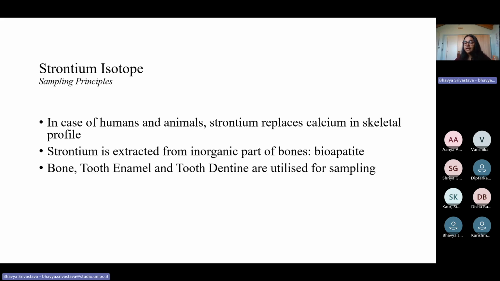So, in the case of humans and animals, we know that calcium is essential for our bones, but calcium is replaced by strontium. So there's an organic part of the bone from where you extract DNA and carbon and other things, but there's an inorganic part which is called bioapatite, and bone, tooth enamel, and tooth dentine are the ones which are used for extracting strontium from the human body.